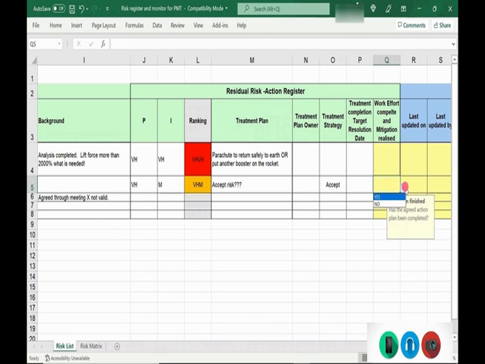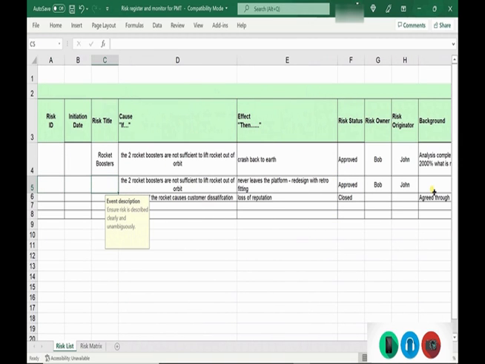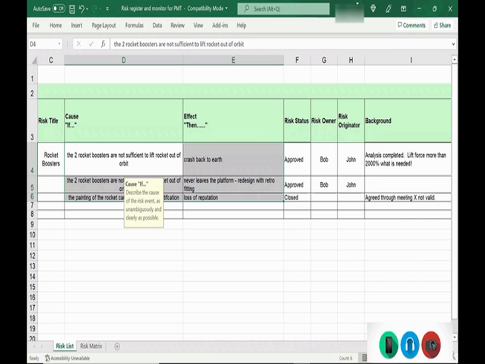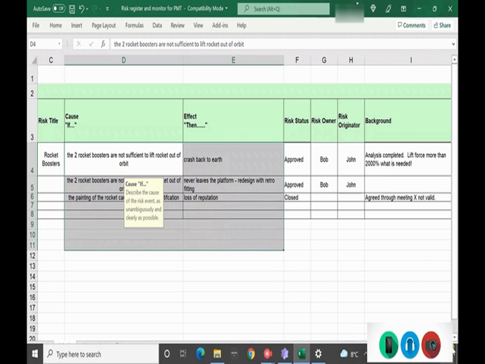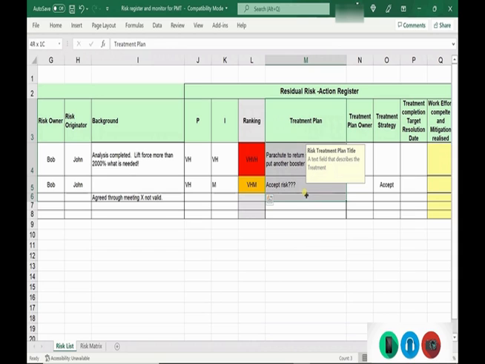Target resolution date, the date, and this one here, the work, effort, complete and mitigation realised, this is just a yes or no. Okay? And then last updated on, last updated by. Now, all of that seems quite simple, but what you're doing is in that first meeting, you're sitting with the key stakeholders, capturing all of the risks, scoring them, and then usually it goes through 3 cycles. So the first cycle is capture the risks, just list them. Second one is rank them, start scoring them. Third one, start understanding the treatment plan, what you're going to do about it.